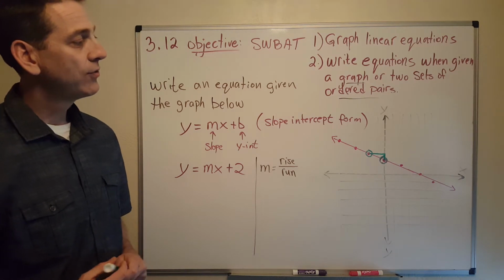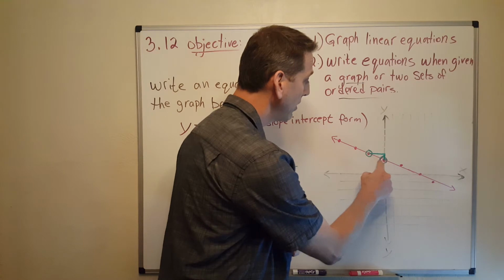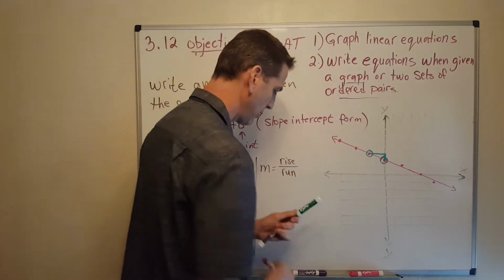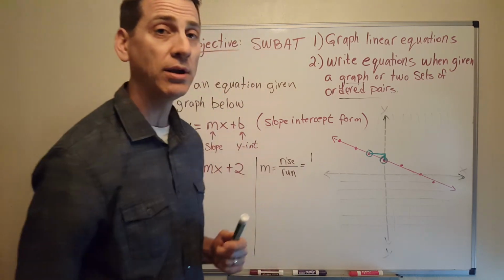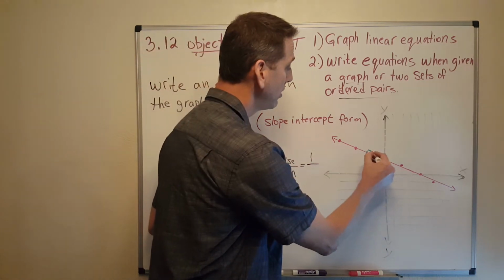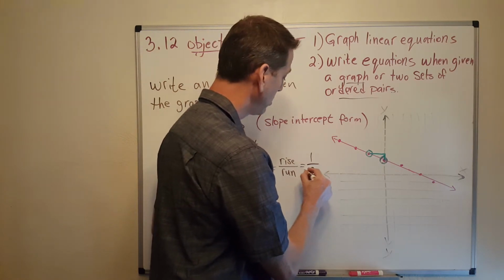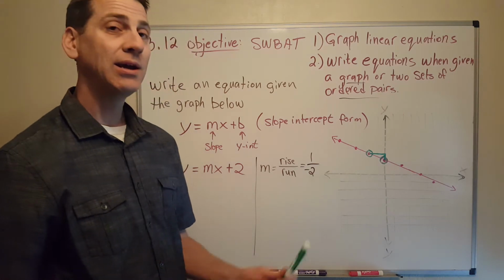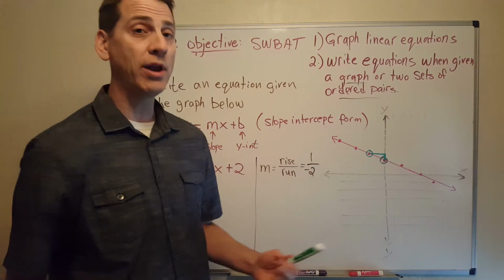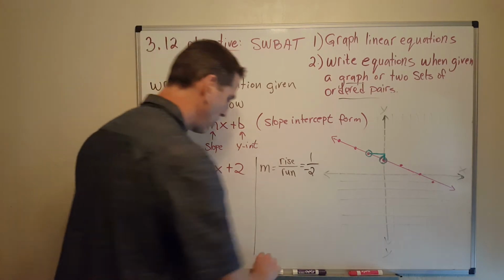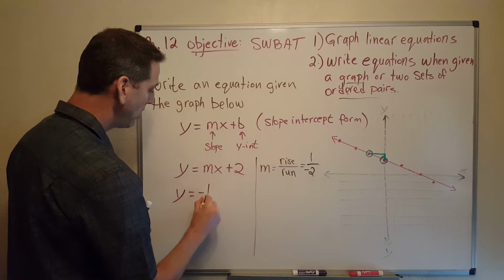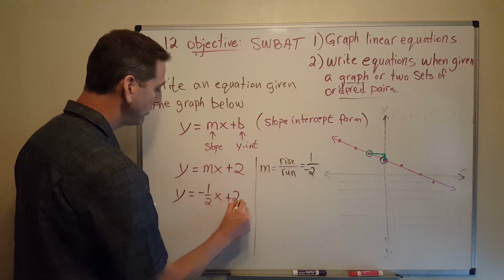So what is my rise from this point to this point? Well, I had to go up 1, which is a positive 1, and I had to go to the left 2. See that? 1, 2. And that's a negative 2. So my slope would be 1 over negative 2, or negative 1 over 2, or just negative 1/2. So I know that my equation would be y equals negative 1/2 x plus 2.